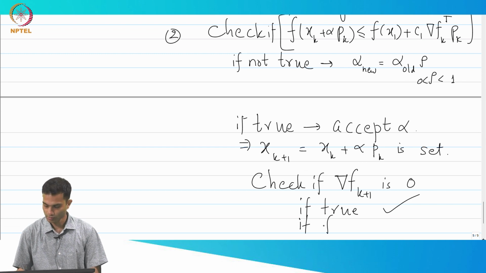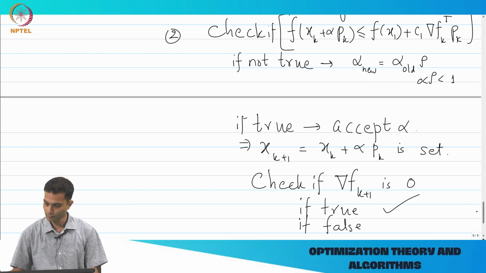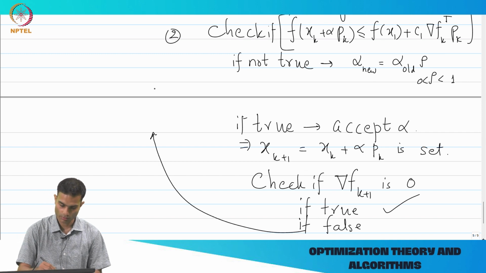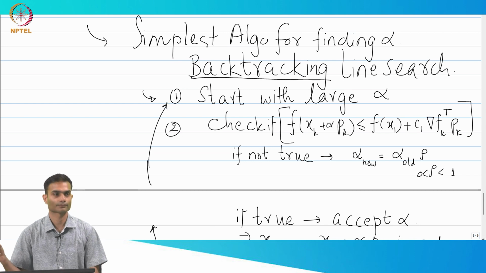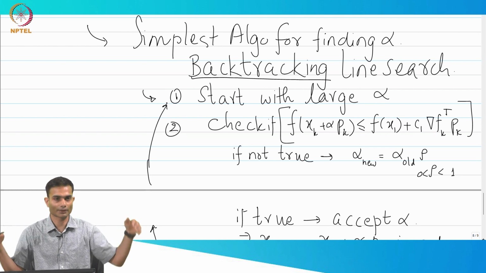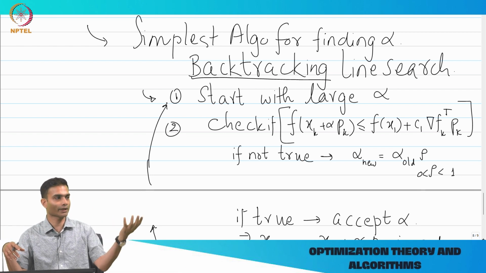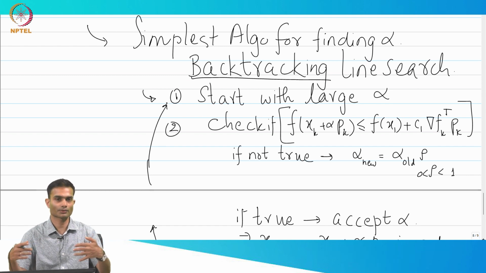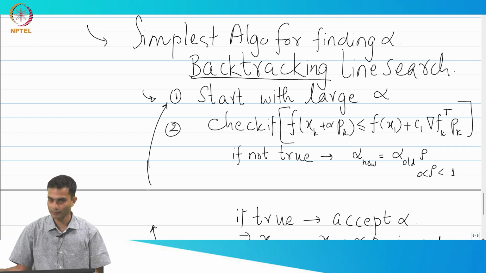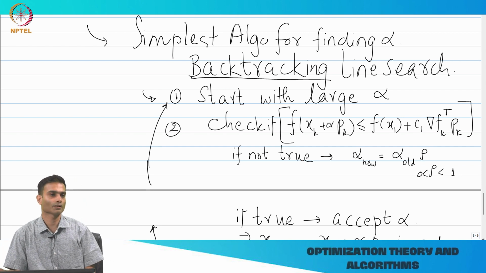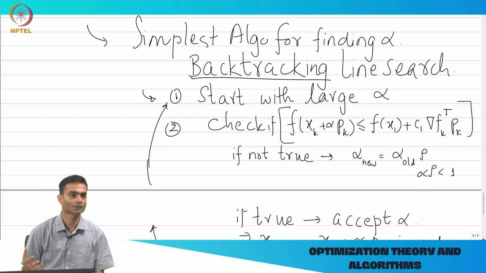If it is false, what do I do? Then I need to go back over here. So that is the outer loop, you can think of it. The outer loop is to check for the gradient, the inner loop is to check for a good value of alpha. And that's how you do it. So in subsequent modules we will look at how good the convergence is, does it converge, things like that.